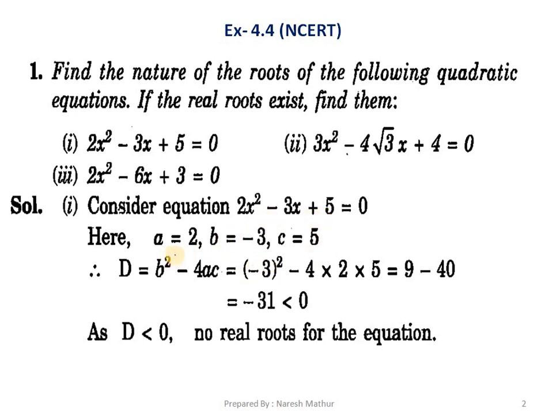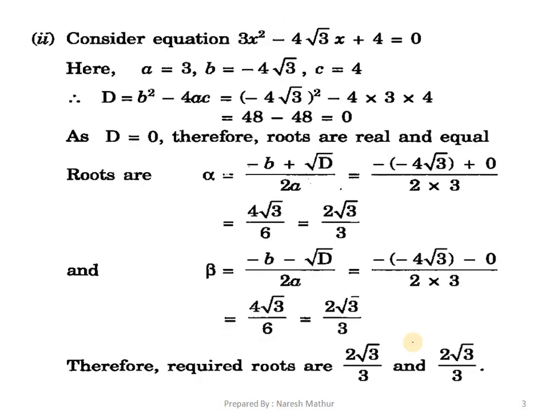Here the values of a, b and c are 2, minus 3 and 5 respectively. Just put the values in b square minus 4ac. So we get minus 31. As D is negative, D is less than 0, so we'll say no real roots for the equation. It means no real roots are possible for the given equation.